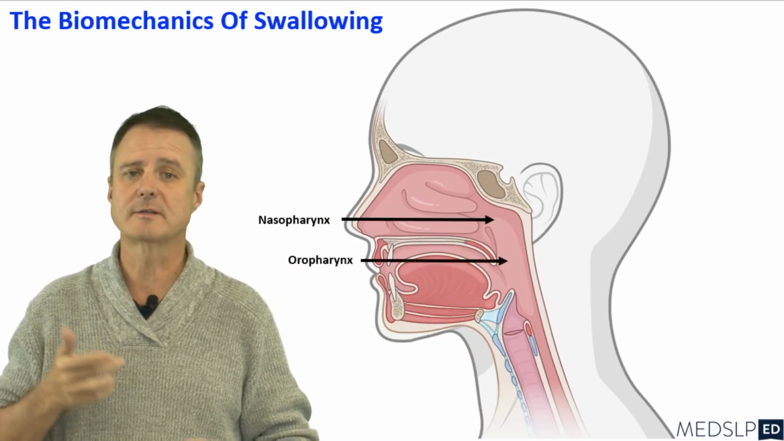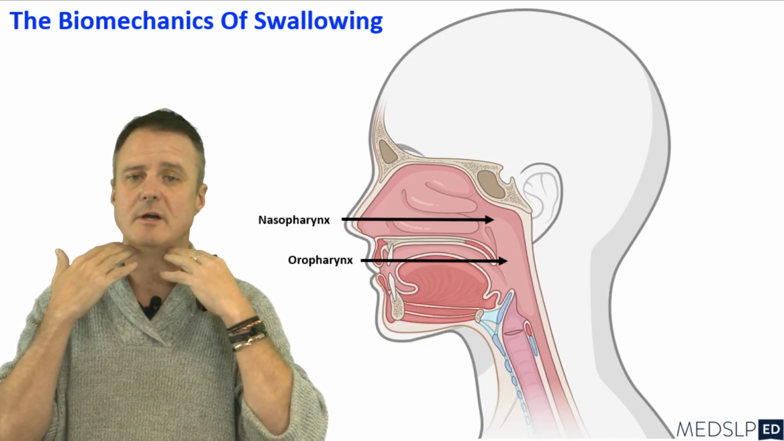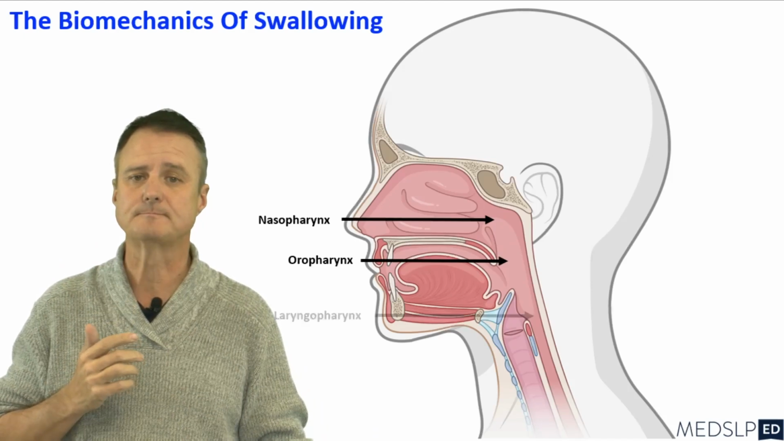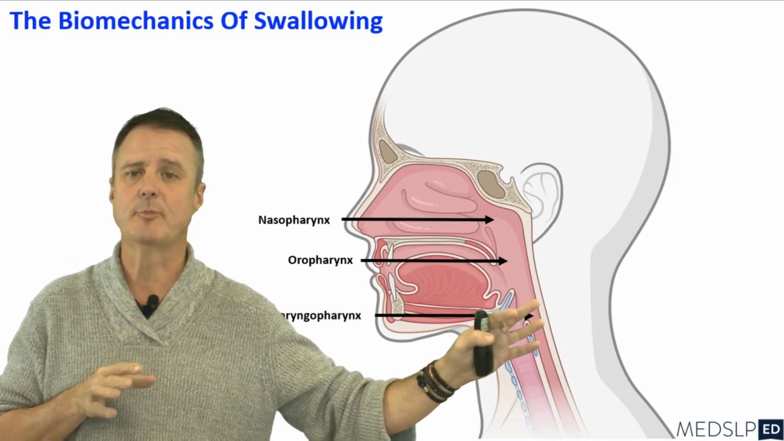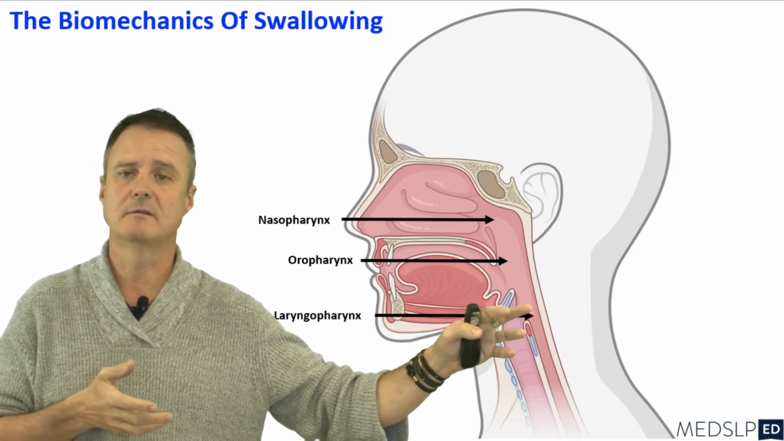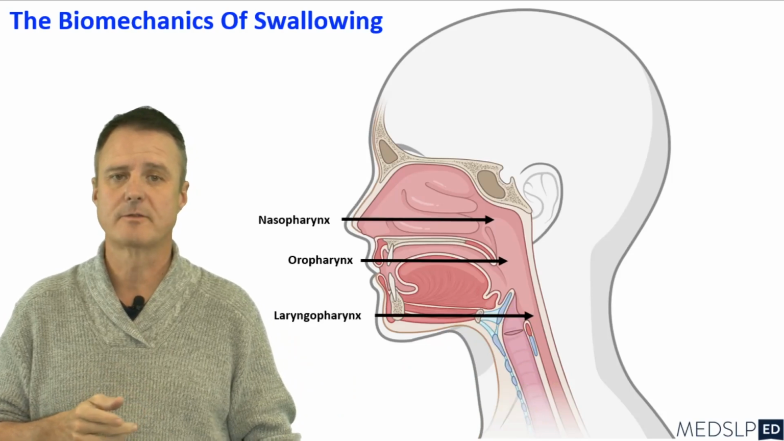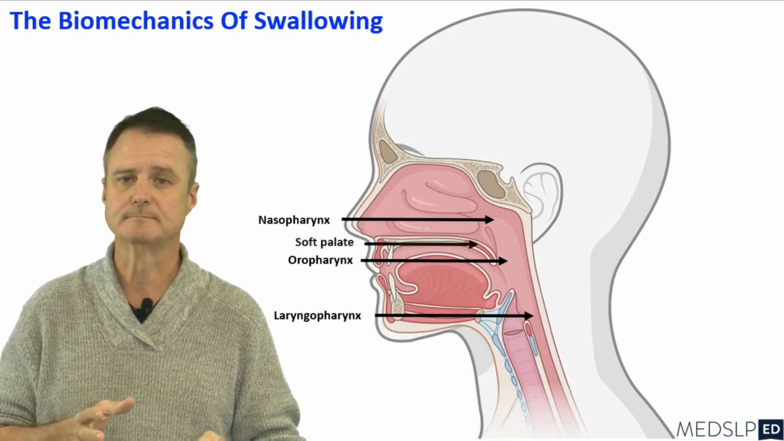There's the oropharynx, which is slightly lower. It's just back from where your tongue is located, the back of your mouth. And there's the laryngopharynx, which is the sort of borderline between the pharynx and the esophagus. So those are the major cavities that have to be coordinated.